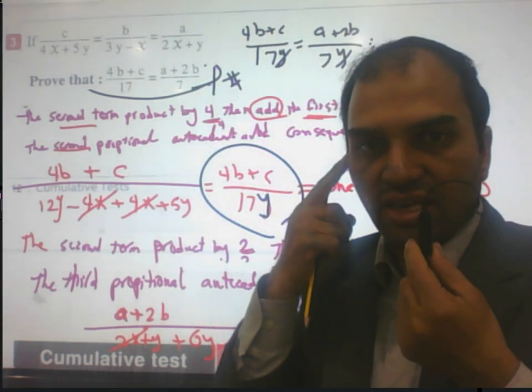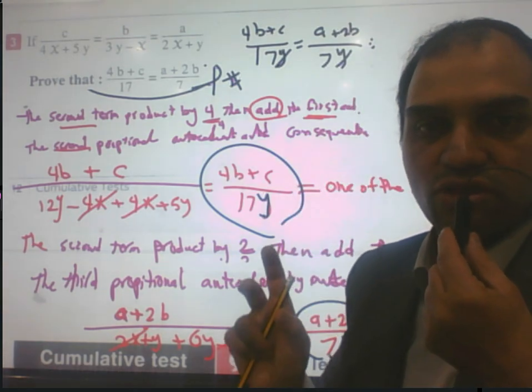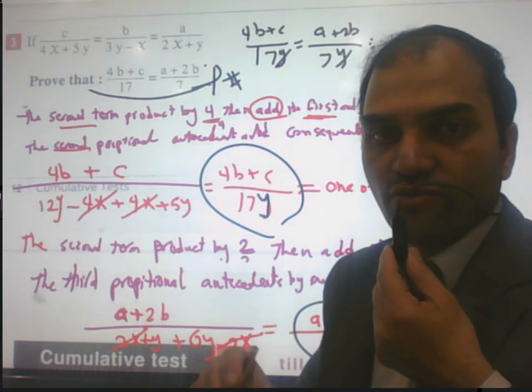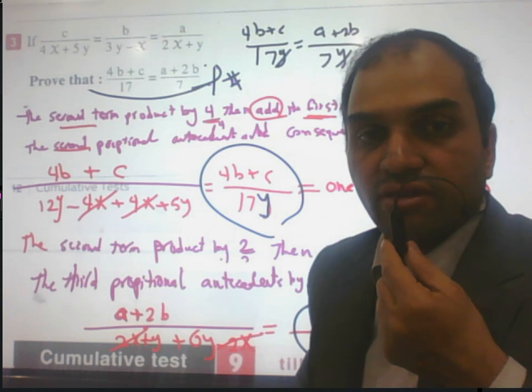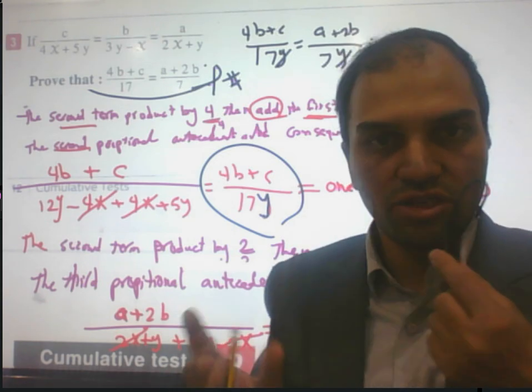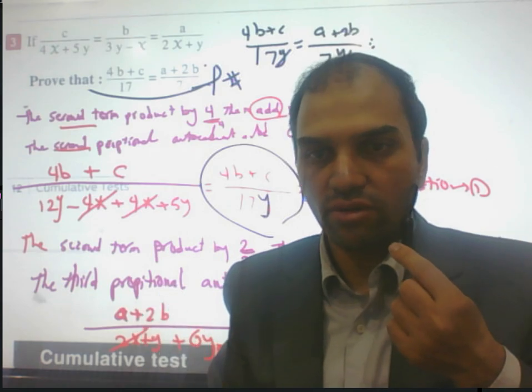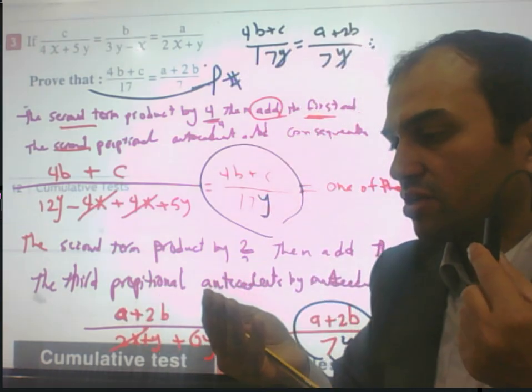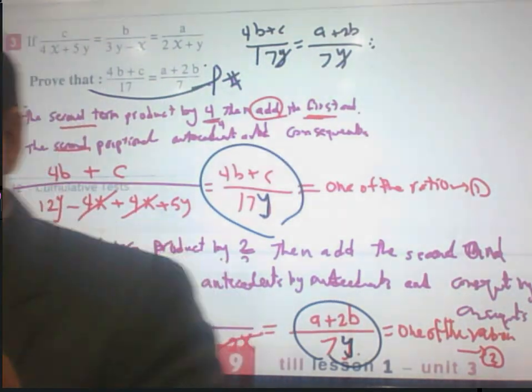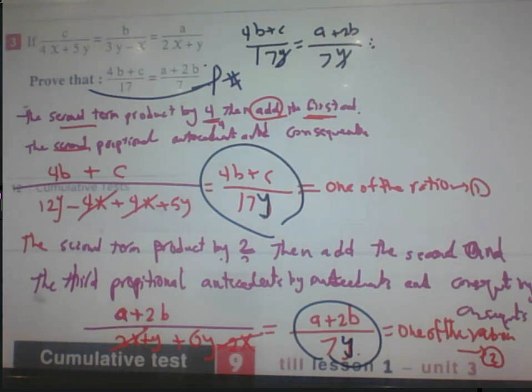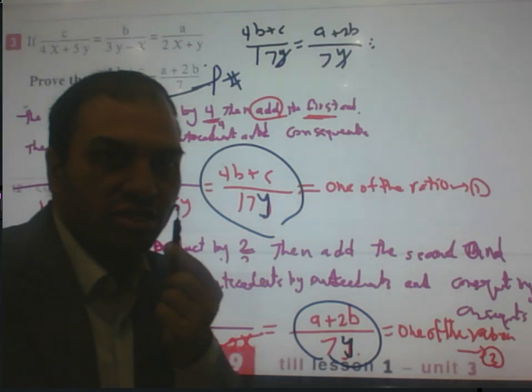Okay? You must think how to find the relation using the properties of proportion. You know, if we product numerator and denominator by the same number, the ratio will be equivalent, not changed. And then if we add numerator by numerator and denominator by denominator about the first and second proportional, it will be equivalent. Understood? Okay, then relation number 1 is equivalent to relation number 2.